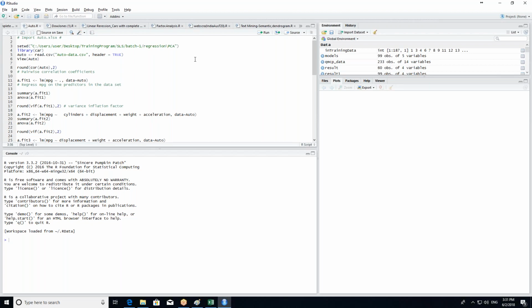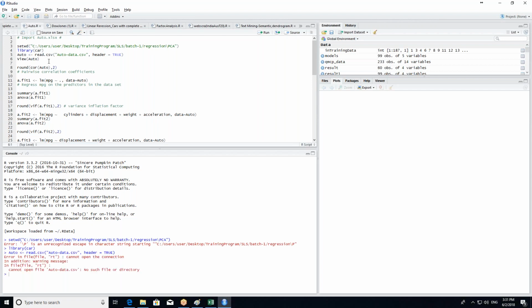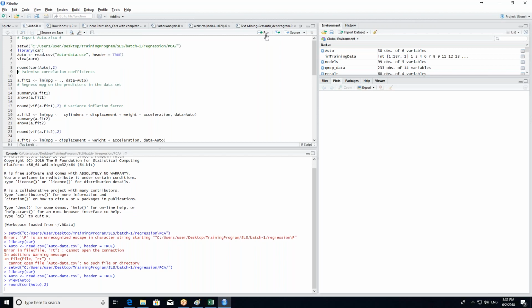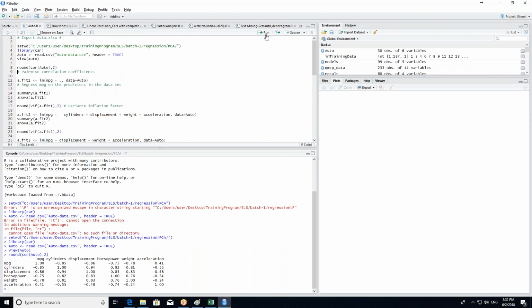Okay, so I've installed the car library. You guys have to install the car library. Read the CSV file. So this is my correlation matrix. This is my code. Okay.